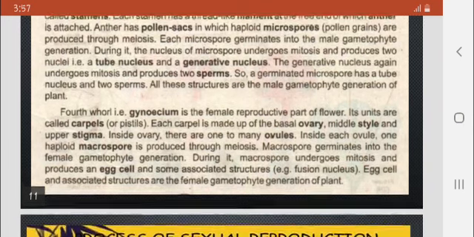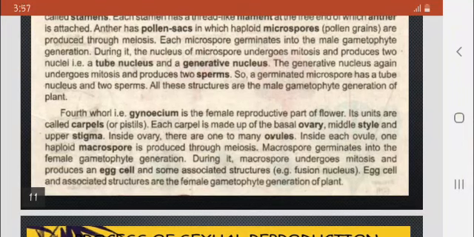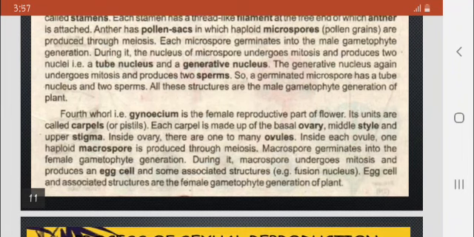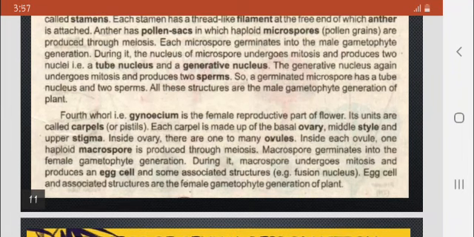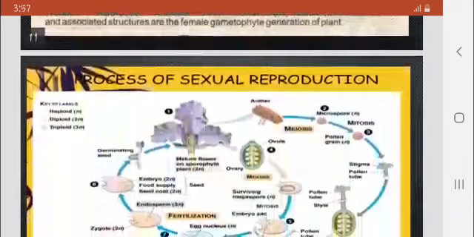Inside each ovule, one haploid macrospore is produced through meiosis. The macrospore germinates into the female gametophyte generation. During it, the macrospore undergoes mitosis and produces an egg cell and some associated structures, including the fusion nucleus. The egg cell and associated structures are the female gametophyte generation of the plant.